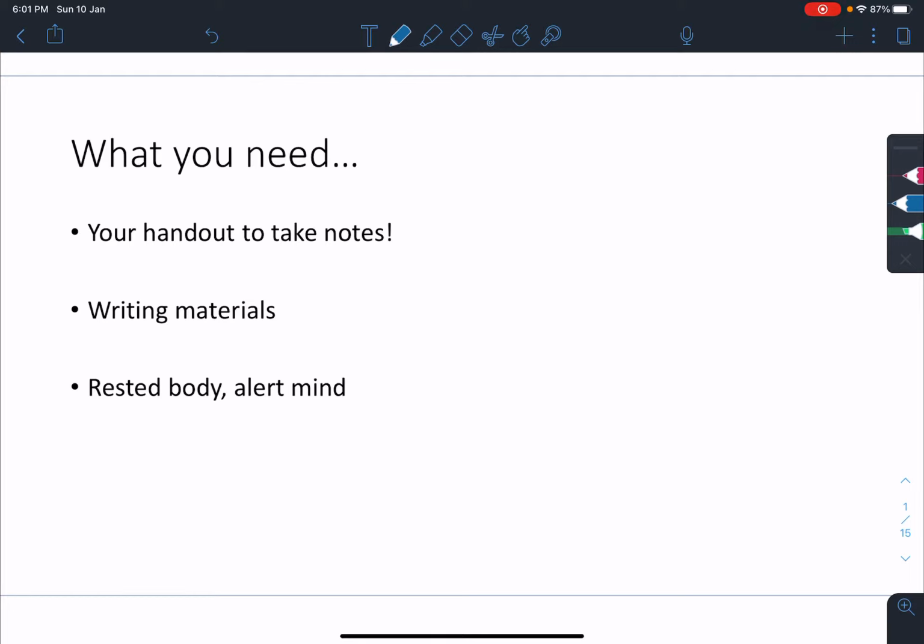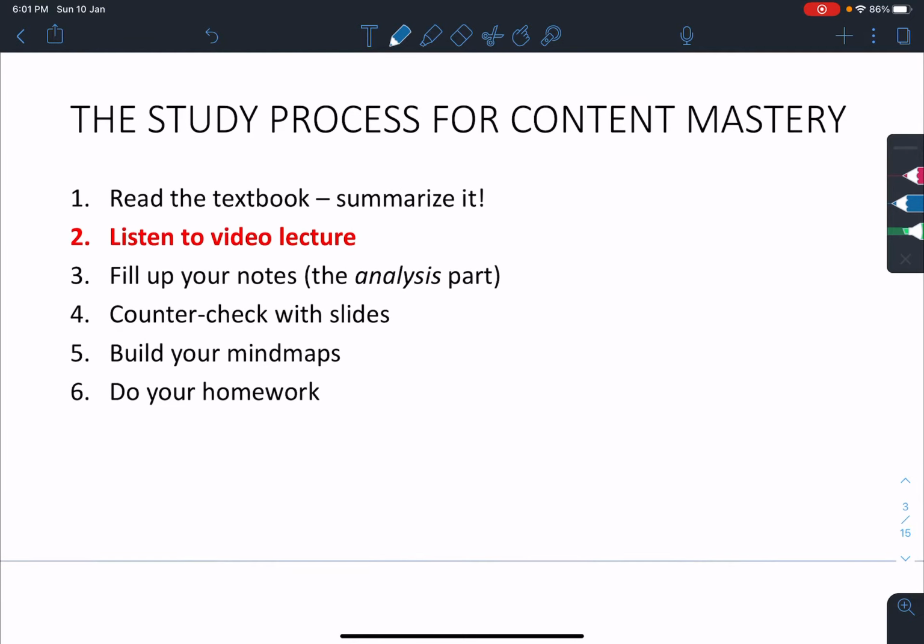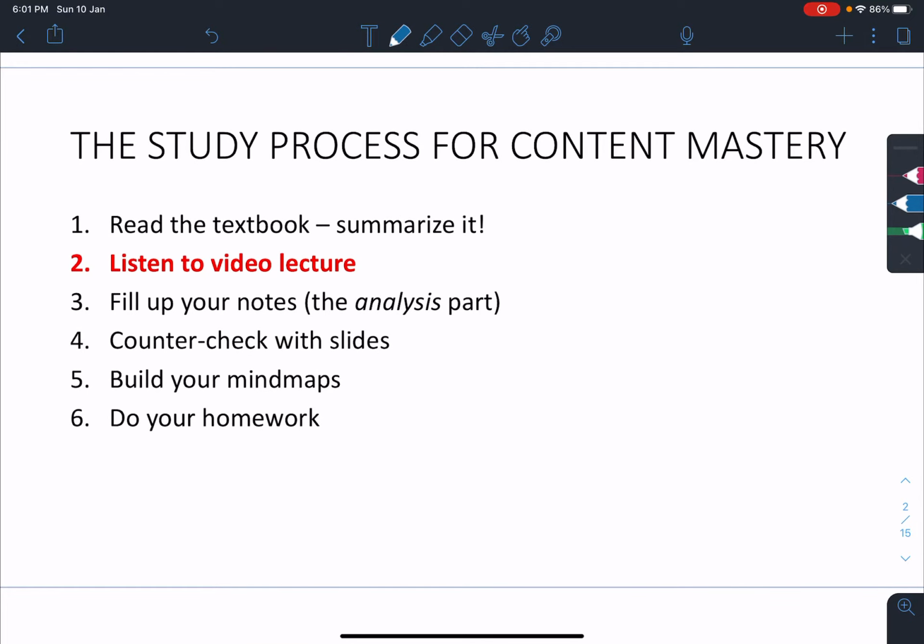Please don't be doing this at 11 p.m. It's not going to help you, okay? Remember that this is the process, okay? You should be here and you should have already read the textbook. And as we go through the content, remember to fill up your notes. Also, write down questions, okay?